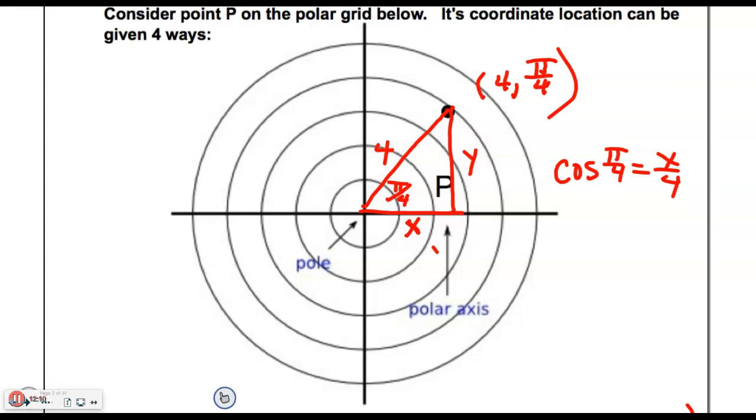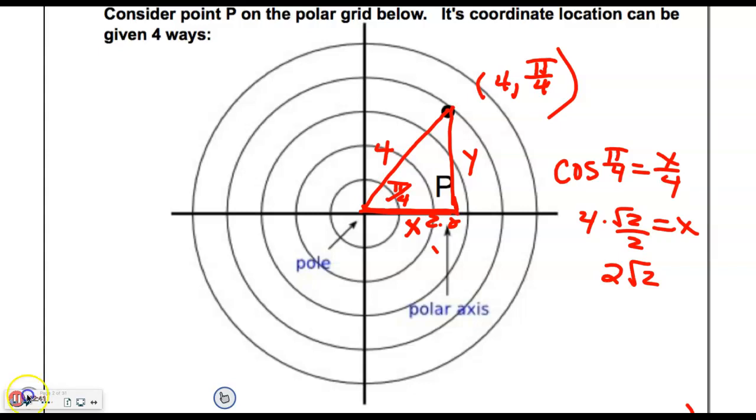Go ahead, tell me. 4 times, what's cosine pi over 4? Root 2 over 2, right? x would be 2 times the square root of 2. I don't know what 2 root 2 is. Can you do that on your calculator? I want to know how far I'd have to walk to the right rectangularly. 2.82. Does that look kind of good? 2.8? Kind of does, doesn't it? All right. So it looks good.